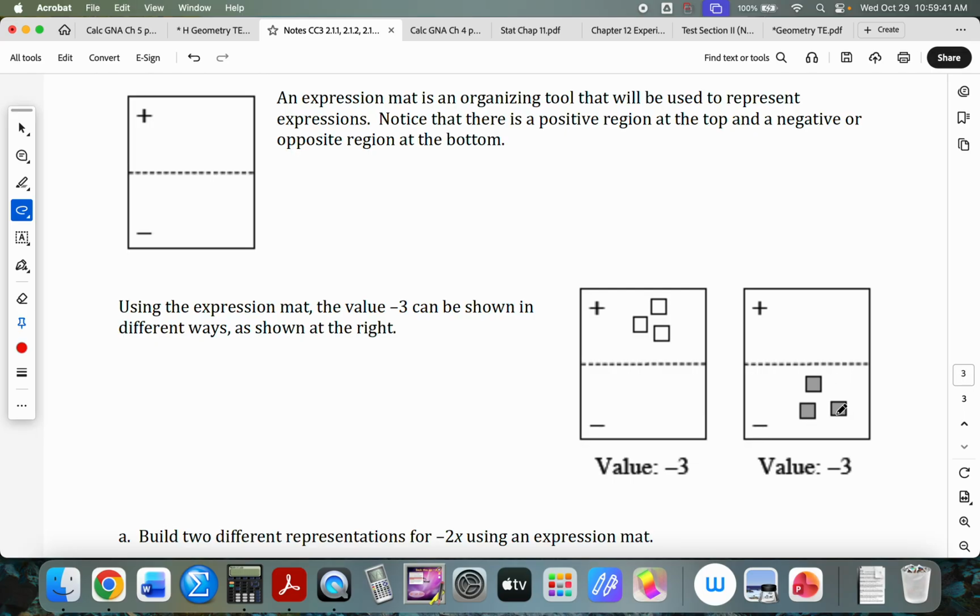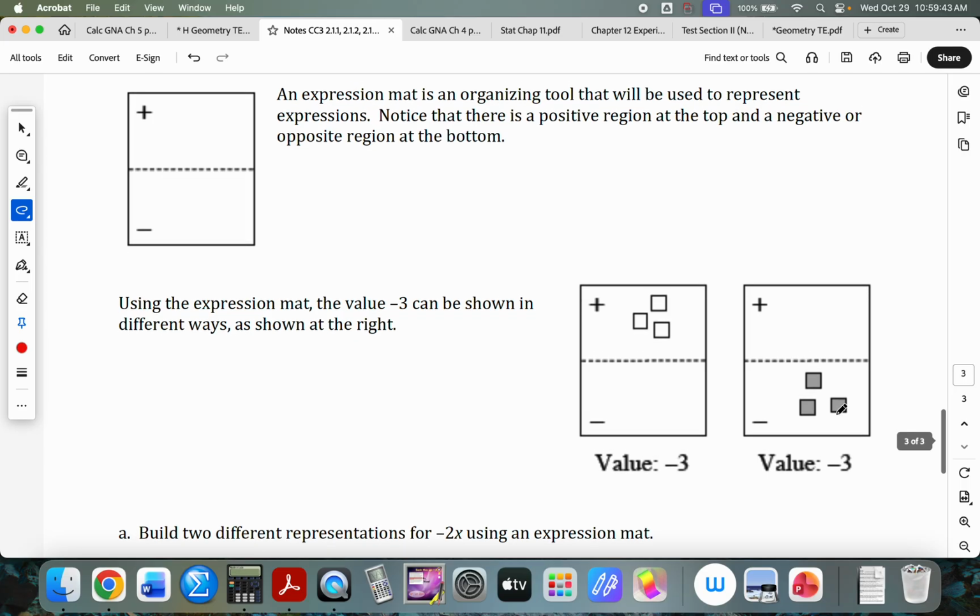All right, I'm going to give you some expression mats and let you play with this a little bit. Please, when you're doing the tiles, try to keep from dropping them on the floor. They tend to get scratched pretty easily. Invariably, because there's a little bit of sand or dirt on the floor, when you pick it up, you scrape it across that and it gets scratched.